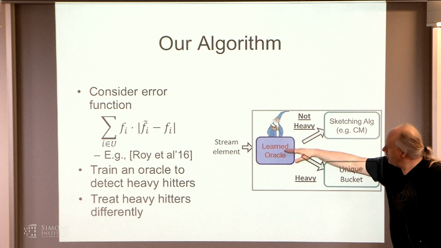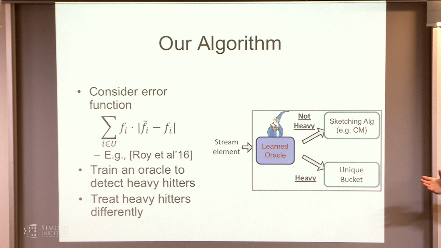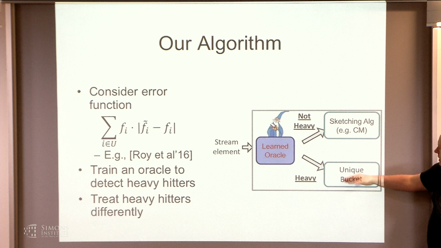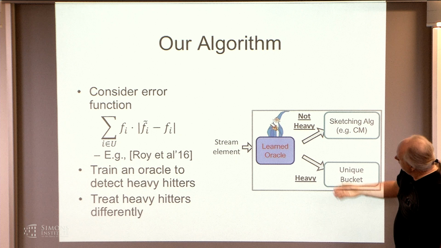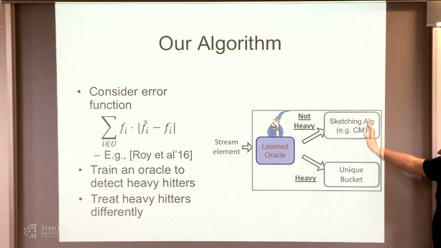Depending on the outcome of the oracle, we have a different way of storing the item. If the element is heavy, we just put it in a unique bucket, put on the side so that it doesn't collide with the rest. This costs us a little bit more because we have to store the count and the ID, or the hashed version of the ID, so roughly it costs twice as much as a regular bucket, but that's okay because we gain on the error. On the other hand, if the element is predicted as not heavy, we feed it to a standard sketching algorithm. In the rest of this talk, unless specified otherwise, the sketching algorithm is Count-Min. And this is the whole algorithm.